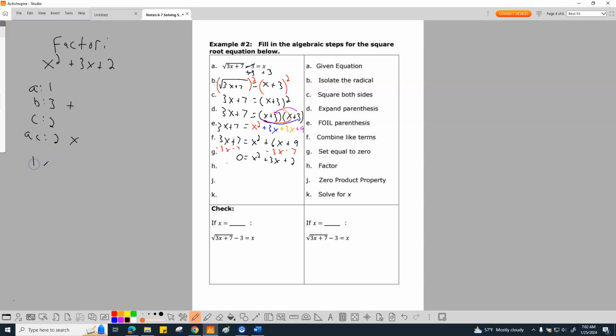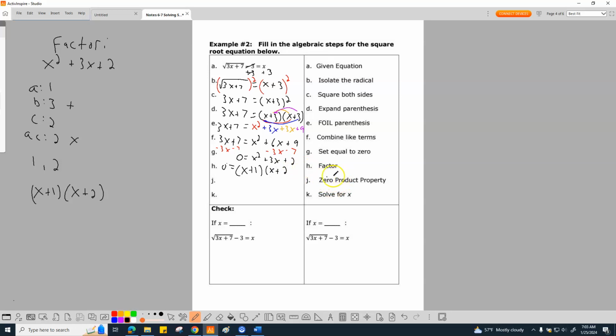Well, 1 times 2 is all we got, y'all. So 1 times 2, does it multiply to 2? Yep. And does 1 plus 2 equal 3? Yep. Looks like we're doing it right. So I'm going to go ahead and write out my factors. I have x plus 1, and I have x plus 2. And how do I know it's plus? Because these numbers are positive. You just keep the numbers right there. So when I'm done factoring, it'll look like x plus 1, and x plus 2.